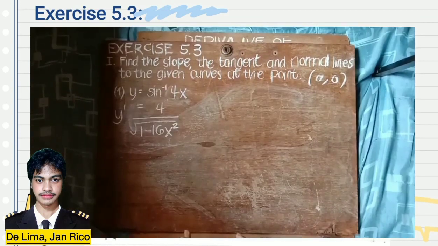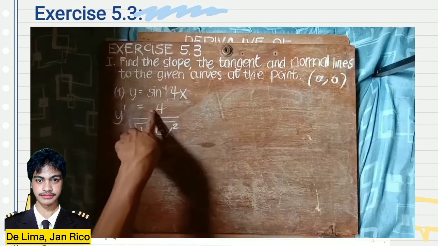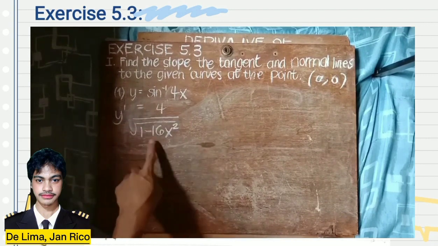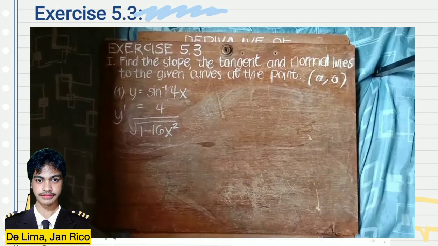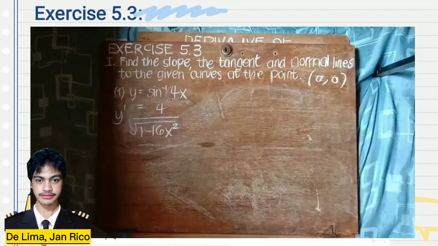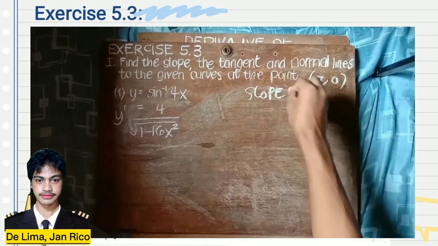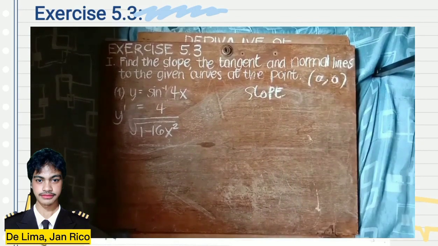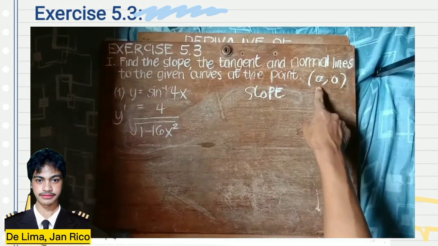And since nakuha na natin ang derivative nitong y is equals to arcsine 4x which is equal to 4 all over the square root of 1 minus 16x squared, ang sunod naman natin kukuha na ng value is yung value ng tatlo which is yung slope, tangent, and the normal lines. First is the slope. Okay, paano nga ba natin hahanapin yung value ng slope? Ang pagkuha ng value ng slope is isa-substitute lang natin kung ano yung given na value ng x. And ang given na value ng x is equals to 0.